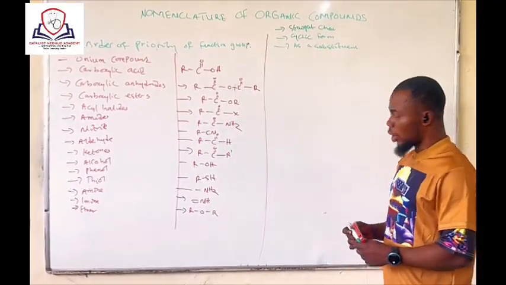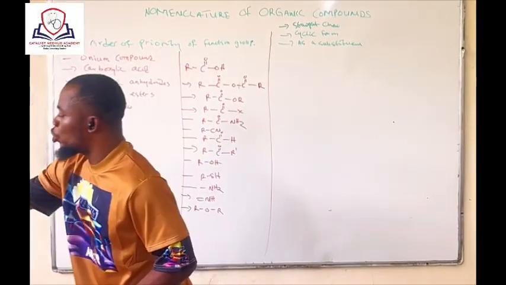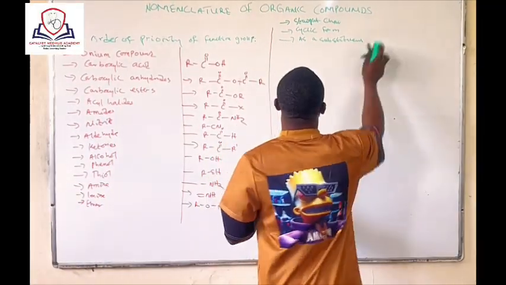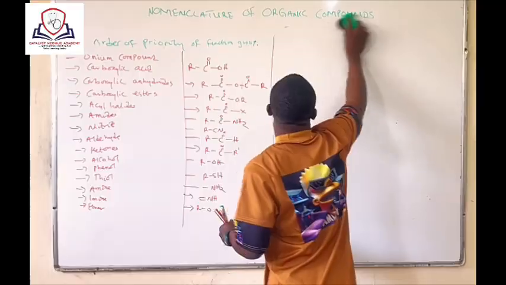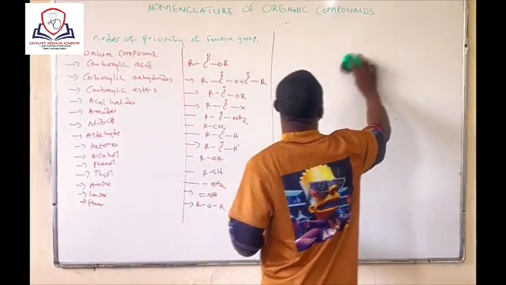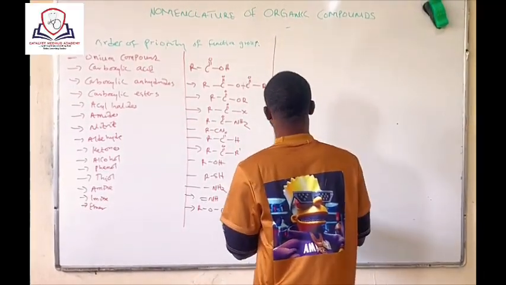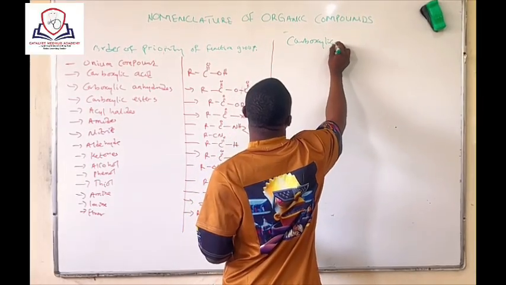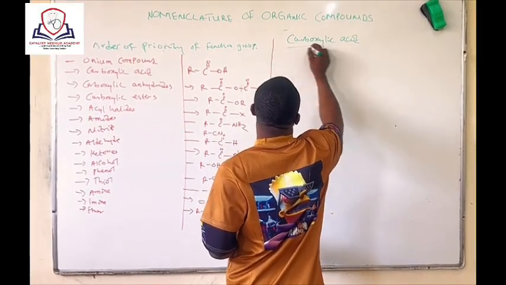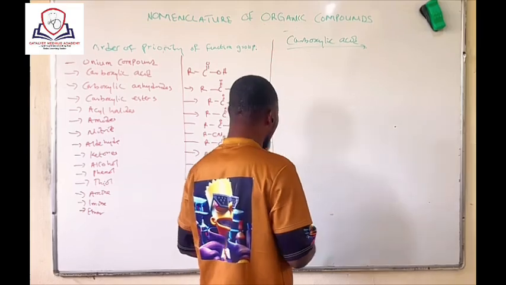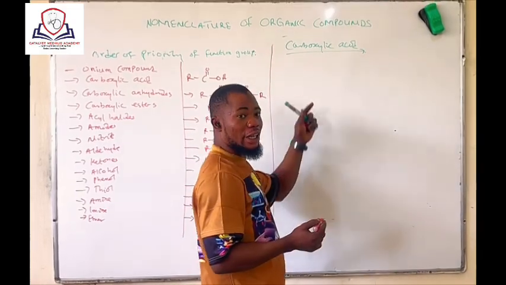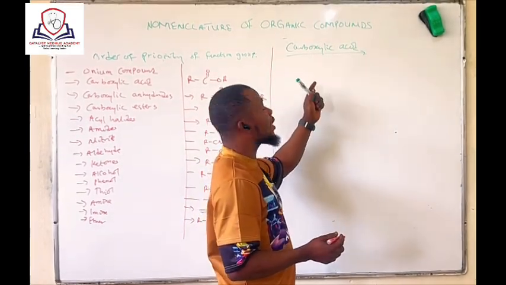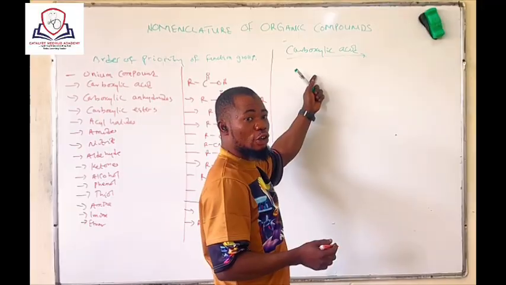These are the three key points that we must take note of when doing nomenclature. Our first in the series is carboxylic acid. We'll start with carboxylic acid. We must know their name in cyclic form, their name in straight form, and their name if they serve as substituents.